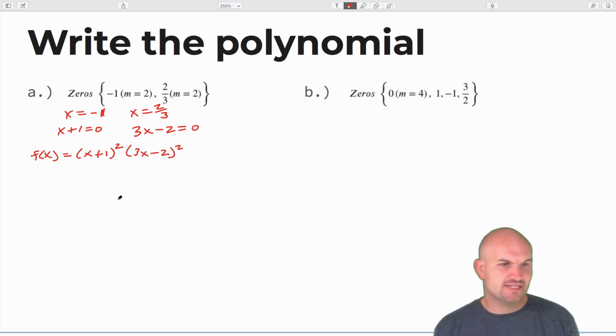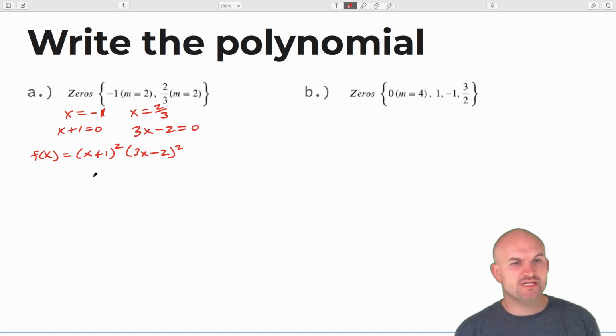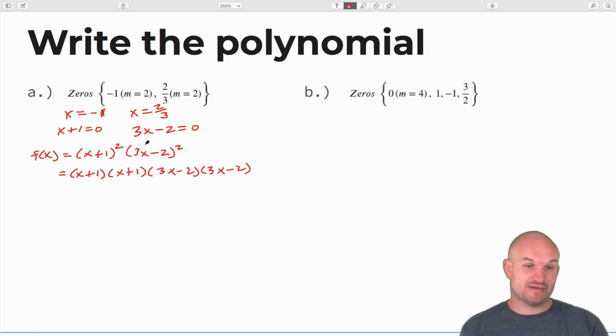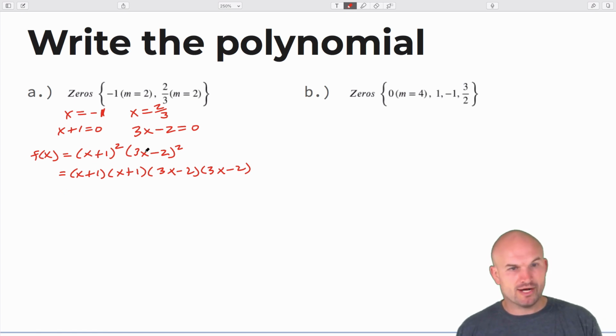Now, since I know that the majority of this is going to be multiplication, let's just multiply this out real quick. Again, just remember x plus 1 squared is x plus 1 times x plus 1. 3x minus 2 squared is 3x minus 2 times 3x minus 2, right? So make sure you apply that distributive property. Do not do x squared plus 1 and 9x squared plus 4. Make sure you apply the distributive property.